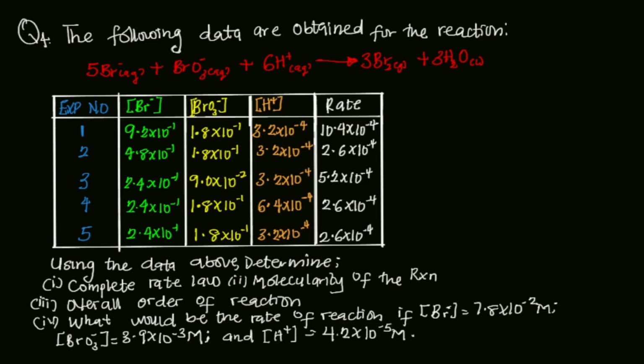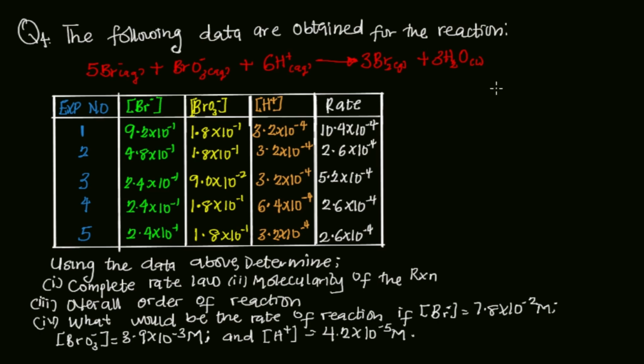So now let's check the next question. The following data are obtained for the reaction given. This is the reaction, and this table indicates the data that is derived based on this reaction, and we have 5 experiments here, and we expect the rate constant to be the same, right? Now let's simply move to the solution.